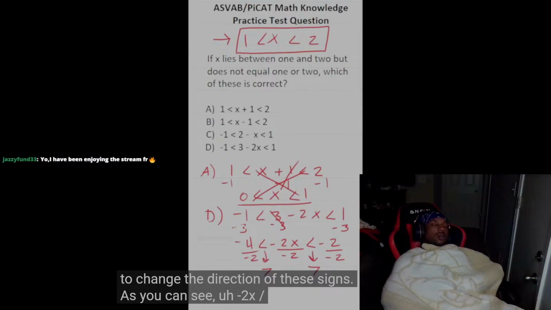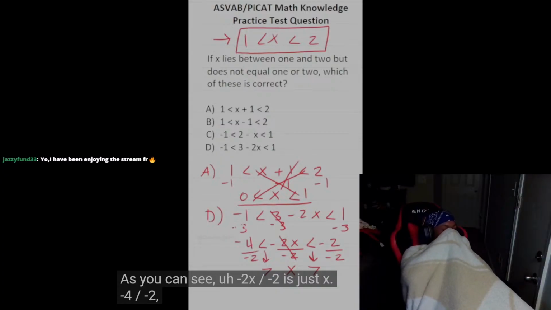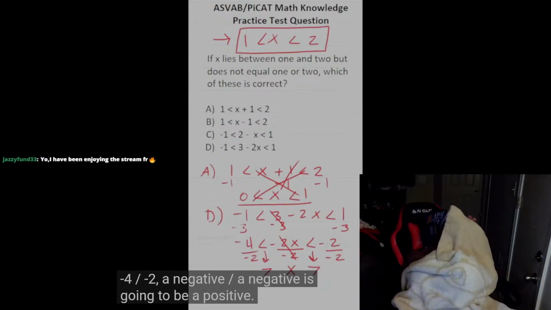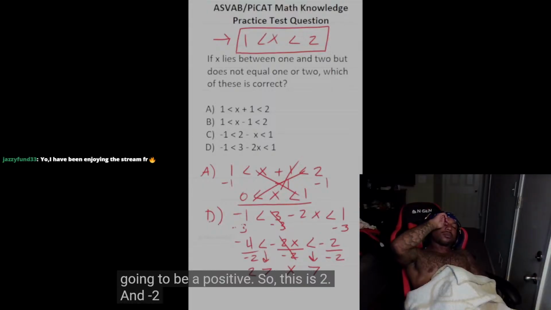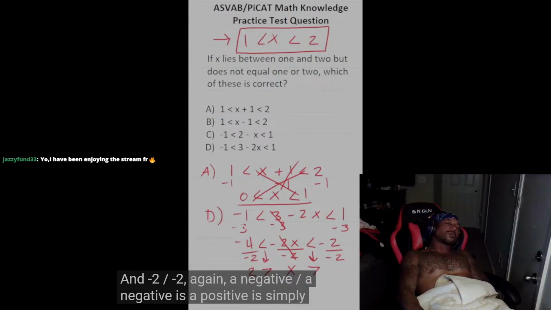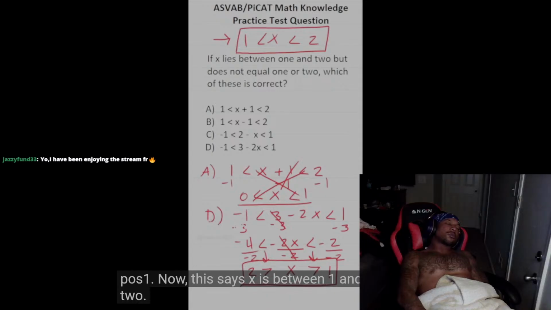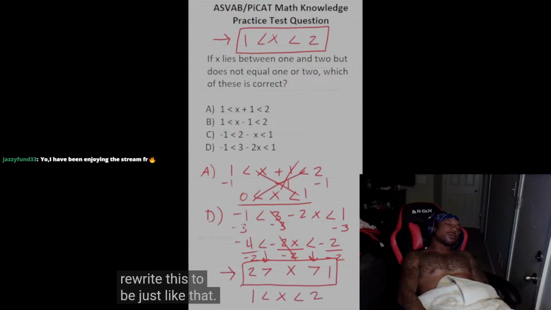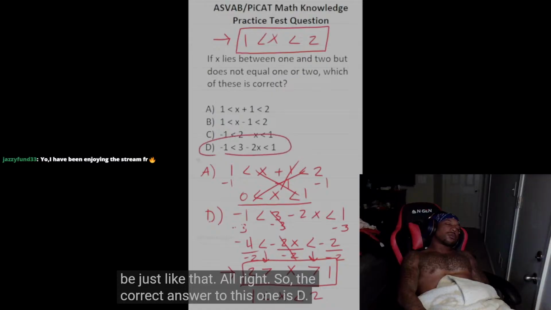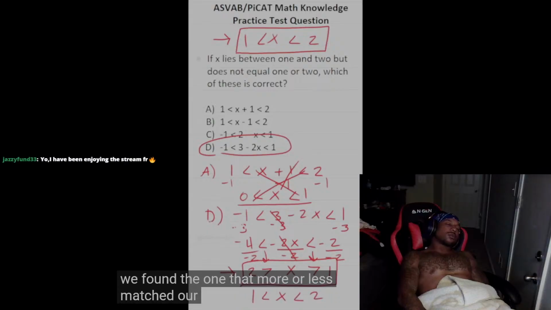Negative 2x divided by negative 2 is just x. Negative 4 divided by negative 2. A negative divided by a negative is going to be a positive, so this is 2. And negative 2 divided by negative 2, again, a negative divided by a negative is a positive, is simply positive 1. Now this says x is between 1 and 2, and that matches exactly what we have up here. In fact, I can actually rewrite this to be just like that. All right, so the correct answer to this one is D. We just had to solve these answer choices until we found the one that more or less matched our solution.